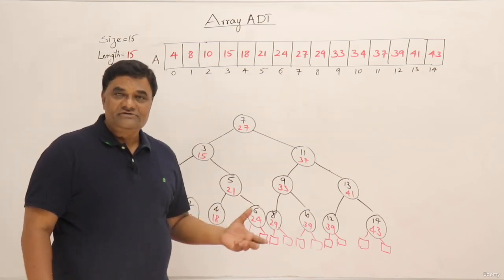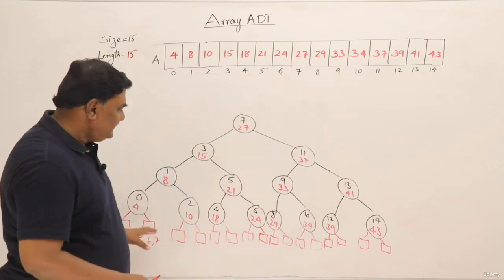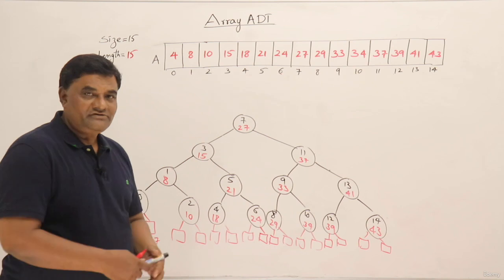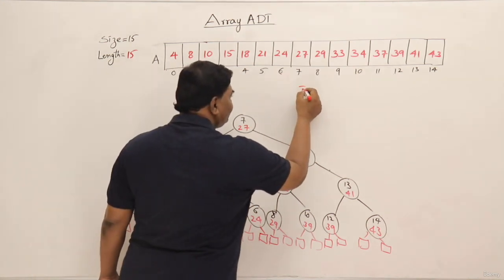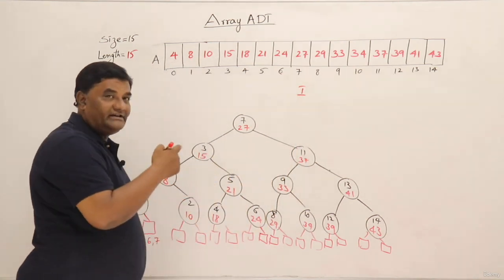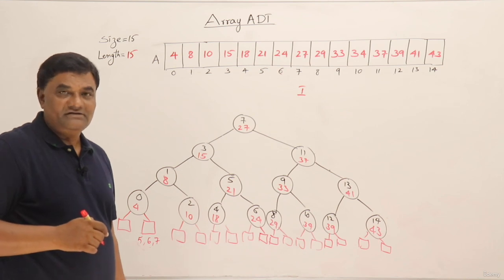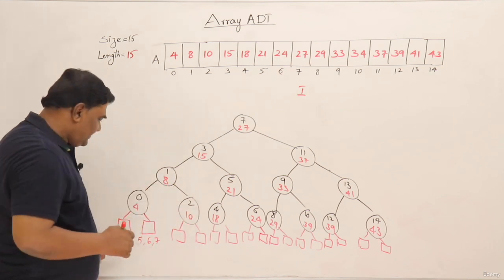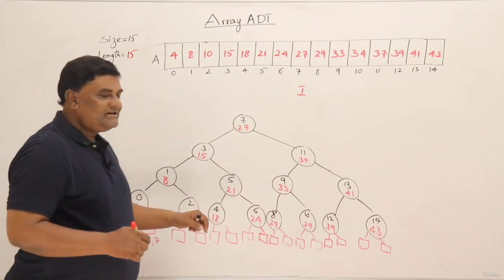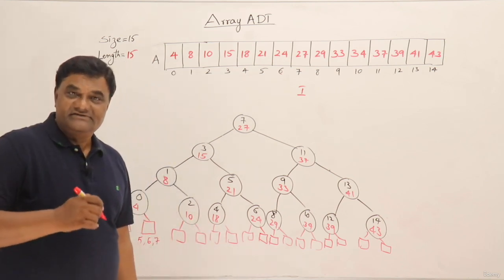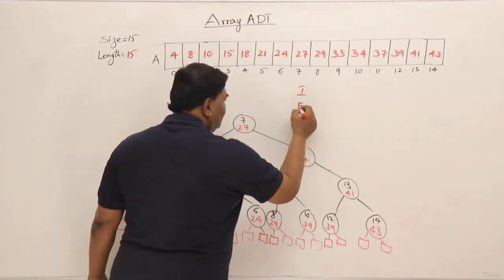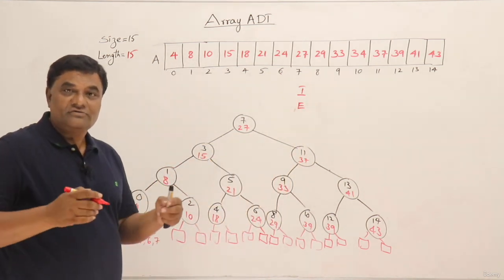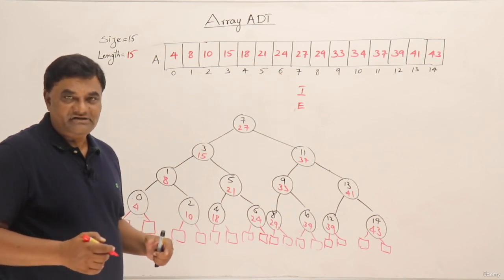So for all the nodes, we can take the paths of all circular nodes. These circular nodes we can call internal nodes. Let us say I is the sum of the paths of all internal nodes, which represent successful search. Now these square nodes, let us call them external nodes, which represent unsuccessful search. Let us say E is the total paths of all external nodes, so the sum of the paths of all external nodes.